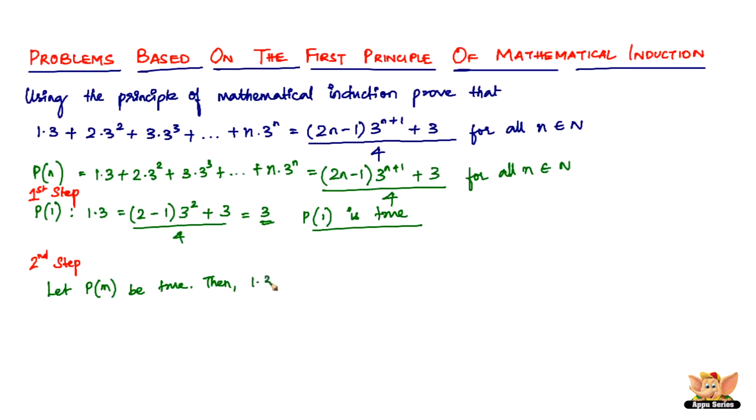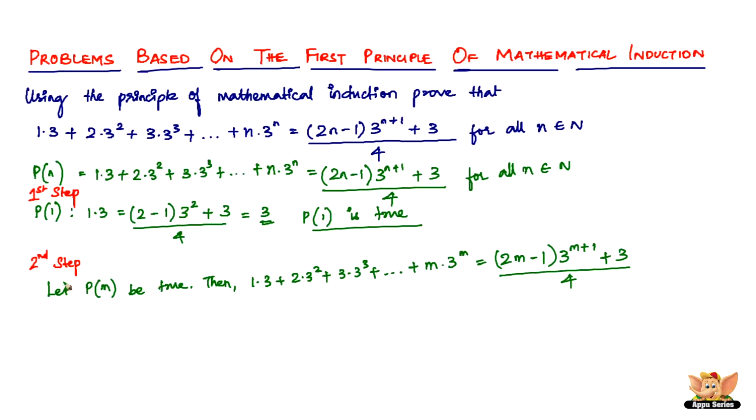So this is how it's going to be. It will be 1 times 3 plus 2 times 3 square plus 3 times 3 cube plus ... plus m times 3 to the power m, which is equal to 2, in the place of n it is m. So 2m minus 1 times 3 to the power, in the place of n you replace it by m. So 3 to the power m plus 1 plus 3, the whole divided by 4. So this is how it is when you assume that let P of m be true.